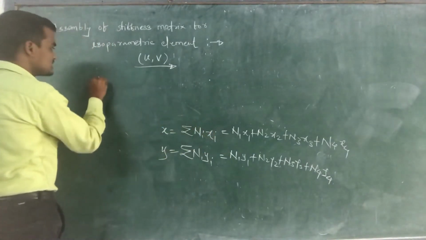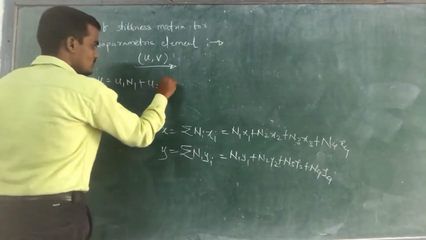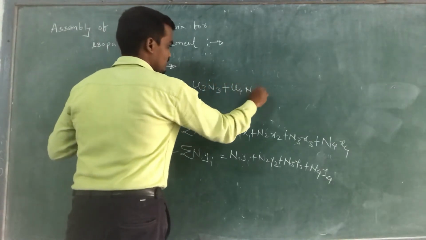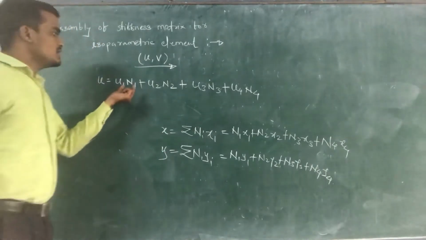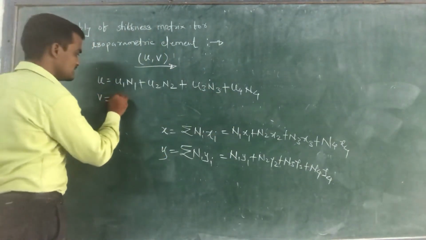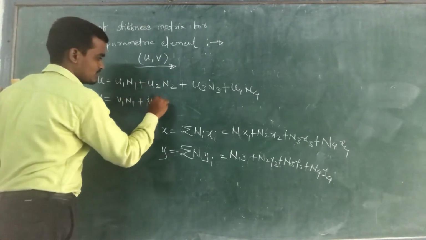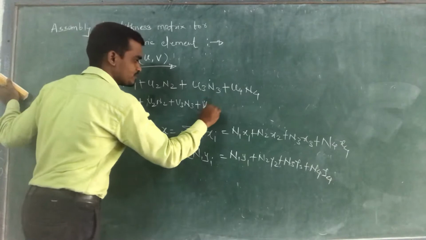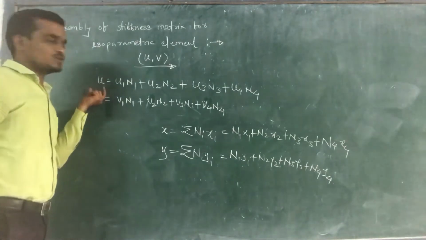In the same way, we can write u is equal to u1 N1 plus u2 N2 plus u3 N3 plus u4 N4. Similar to the Cartesian coordinates, we can write our displacements. Similarly, the displacement in the y direction can be written as v is equal to v1 N1 plus v2 N2 plus v3 N3 plus v4 N4. Okay, so here we have written the displacements u and v.